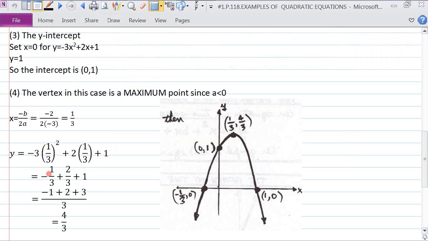Minus 3 times a third squared is minus a third, because a third times a third is 1/9. Minus 3 times 1/9 is minus 1/3. 2 times 1/3 is 2/3 plus 1. We take the common denominator, 3, we get minus 1 plus 2, and 3 over 3 is 1. So we're left with 5 minus 1, which is 4/3. So the vertex is the x value, 1/3, and the y value, 4/3.